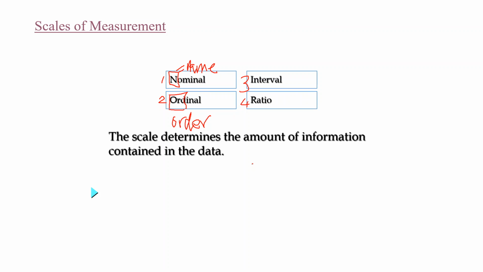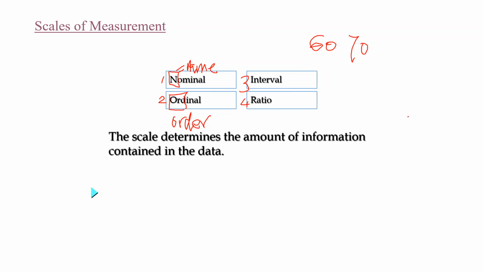So let's think about temperature. When you consider the temperature 60 and 70 Fahrenheit, let's say today is 60 degrees Fahrenheit, tomorrow is 70 degrees Fahrenheit. So you know that tomorrow will be 10 degrees hotter than today.